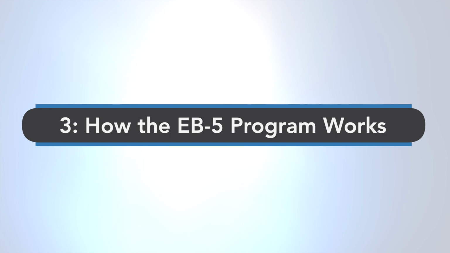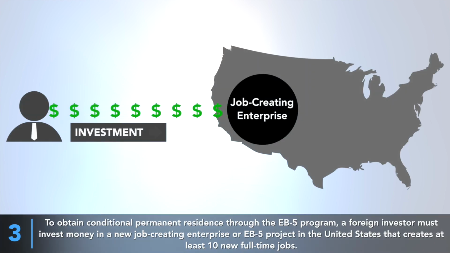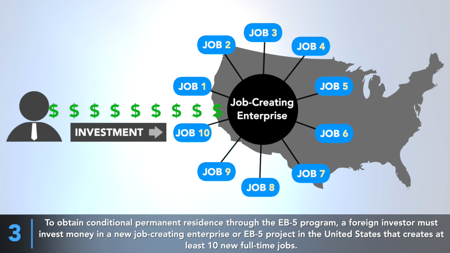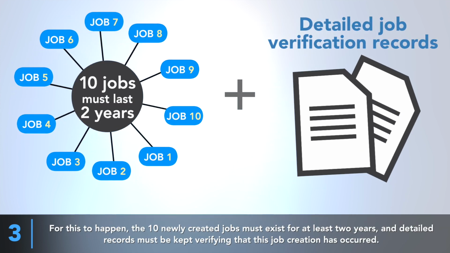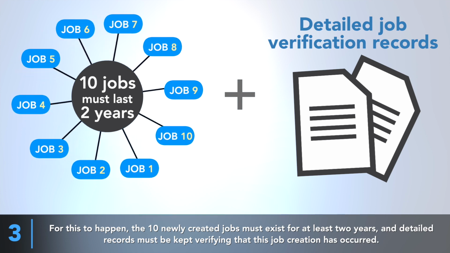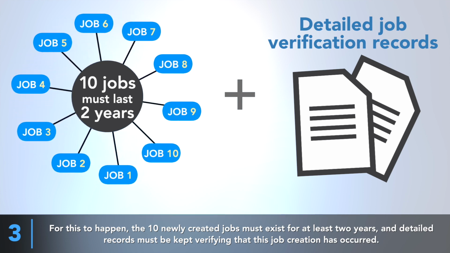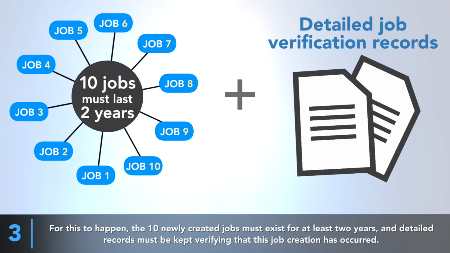3. How the EB-5 program works. To obtain conditional permanent residence through the EB-5 program, a foreign investor must invest money in a new job-creating enterprise or EB-5 project in the United States that creates at least 10 new full-time jobs. For this to happen, the 10 newly created jobs must exist for at least 2 years, and detailed records must be kept verifying that this job creation has occurred.